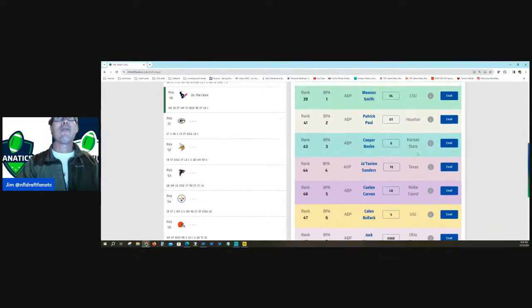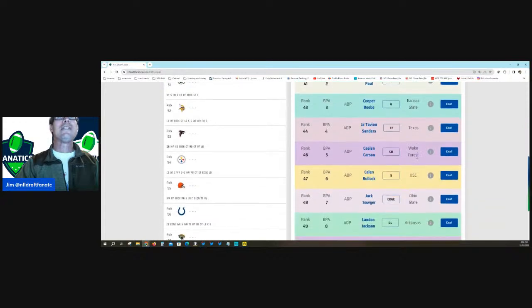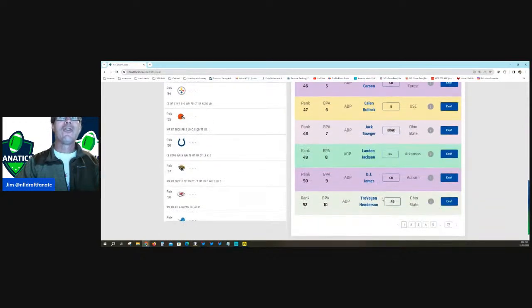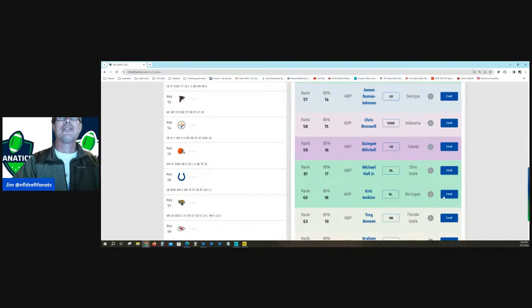Okay, 2nd round. Which of these players is the right player for the Texans in the 2nd round? So notice Travion Henderson is here. If you don't think the Texans are taking a running back in round 2, find a player after the running back, such as Chris Jenkins.